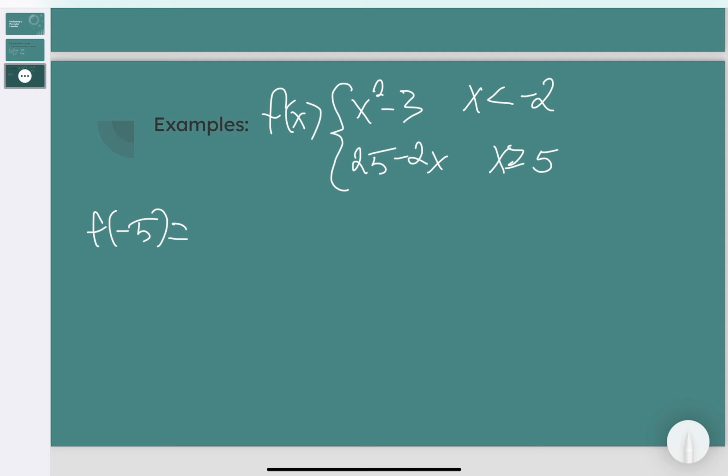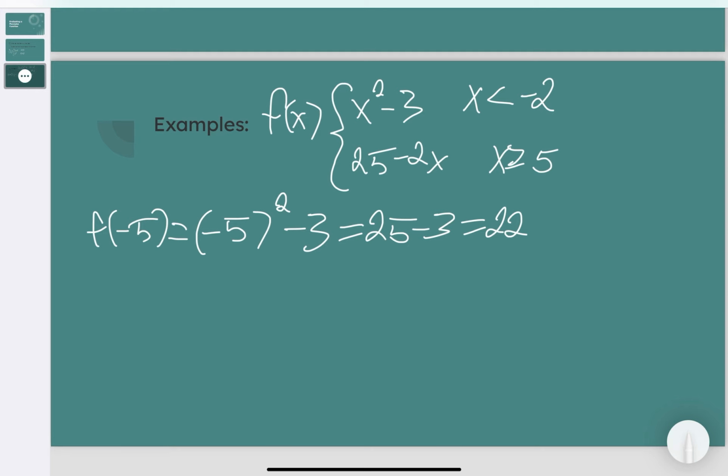And that's going to look like, should it be the top or the bottom equation? Well, it's going to be the top equation because -5 is less than -2. So you're going to plug in -5 into every x value into that equation. So we'll start with -5 squared minus 3 equals 25 minus 3, which equals 22. So for this function, when x equals -5, the y value is 22.